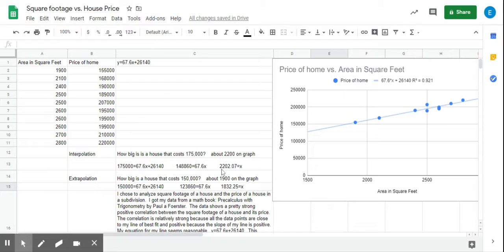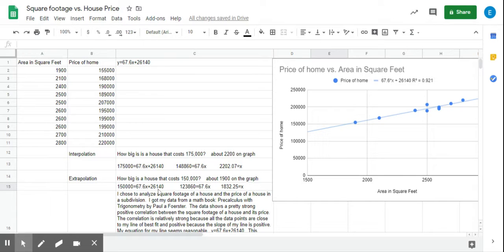I don't do as well with the next one, right? My extrapolation question, which again means it's outside of my data set. Here's my last data point, and you notice 150,000 lies outside of that, so that is extrapolation. So again, it looks like it's about 190,000, but I can't tell exactly. So to solve for it, I put 150,000 in for y in my equation.